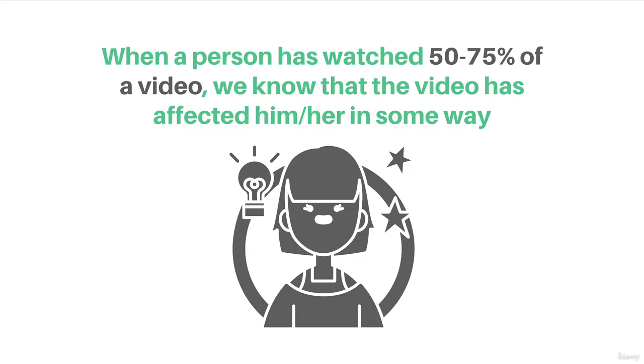This also applies to stories on both Facebook and Instagram. When a person has watched 50 to 75% of a video, we know that the video has affected him/her in some way. We can establish an audience with these videos and then offer them something else. We can also create another audience for those who have watched the entire video and then squeeze them. In the BM, you can collect people who have watched your video on Facebook and Instagram.